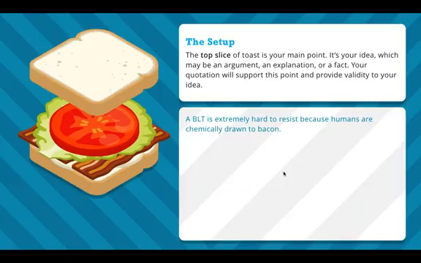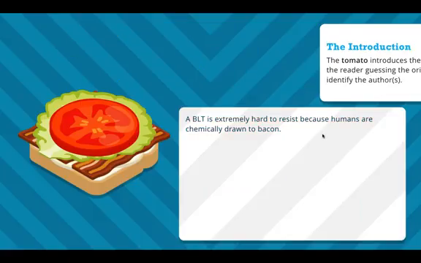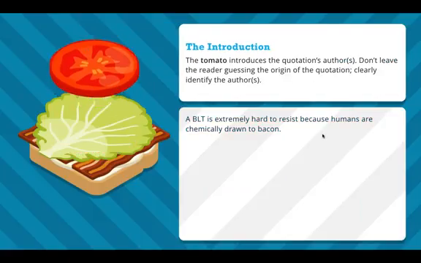So if we use the actual topic of a sandwich, you're not going to be writing about sandwiches, but let's imagine an essay that does. Imagine that as I'm writing my paper, I'm making this point. A BLT is extremely hard to resist because humans are chemically drawn to bacon. That's the point I'm making. And now I'm getting ready to support that point. I'm going to bring in a direct quote that helps support that point. But before I can get to the direct quotation, we have a little bit more preparing to do.